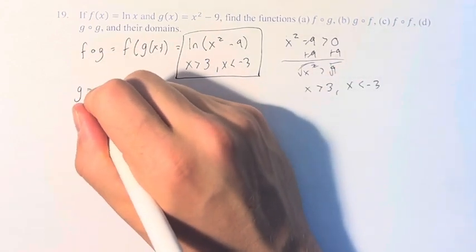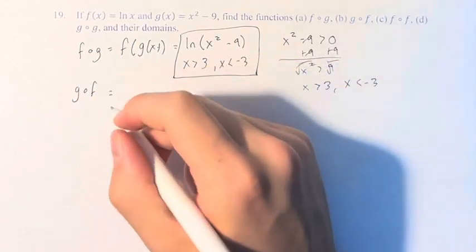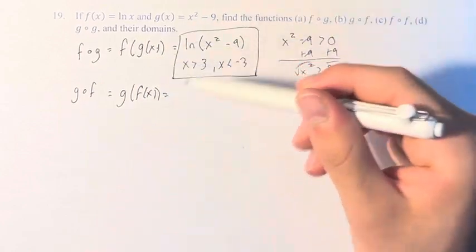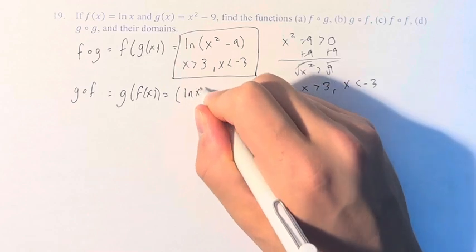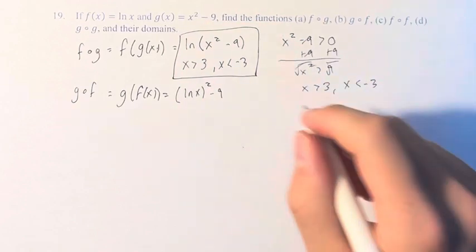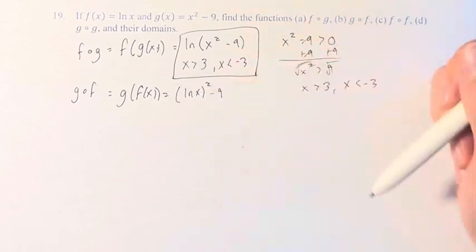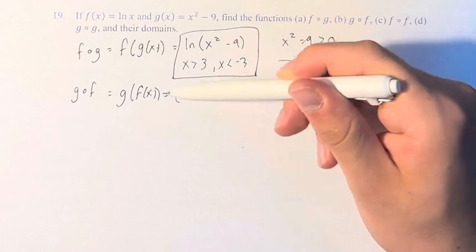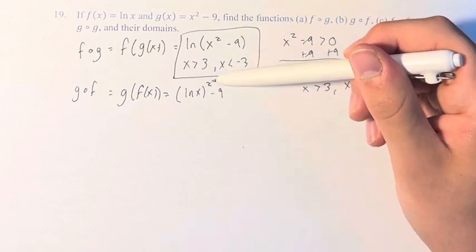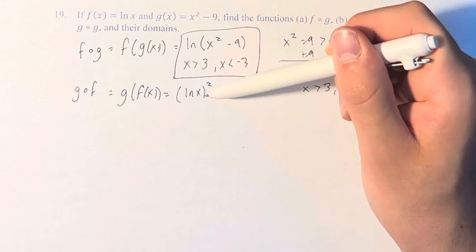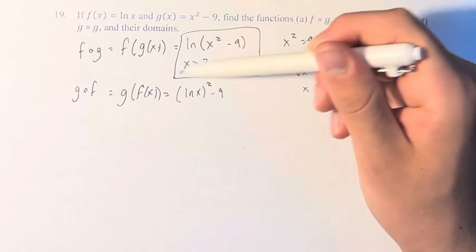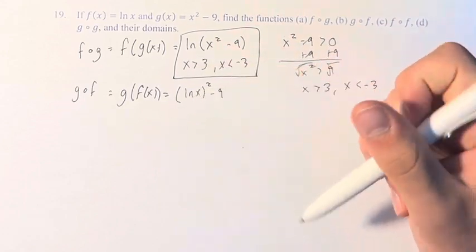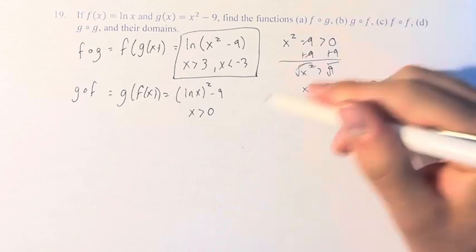Next we have g of f. This is equal to g of f of x, which means we have to plug in f of x into g. So we have ln of x squared minus 9. And there's no real way to simplify this in any meaningful way. This is not equal to 2 ln of x, right? You can't move the exponent over like you can if it was ln of x squared, because this exponent is outside of the function. But anyway, the domain restriction is, of course, that whatever is inside the ln has to be greater than 0, which in this case is just x.